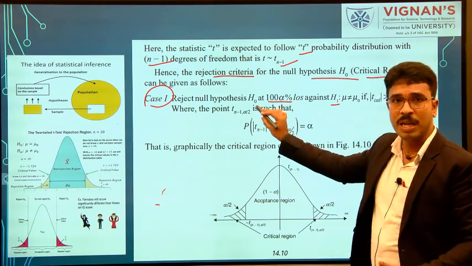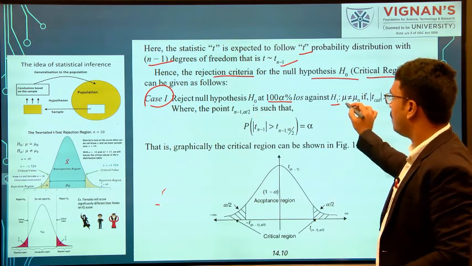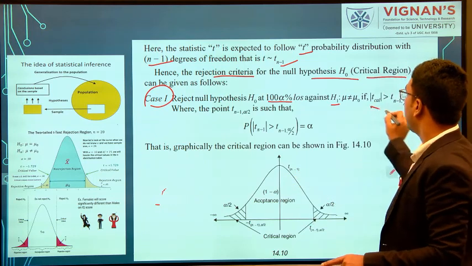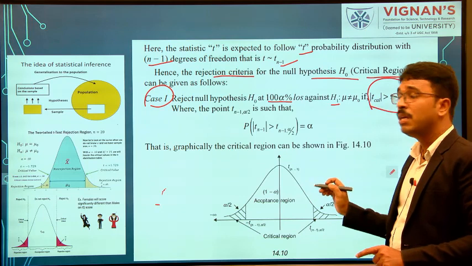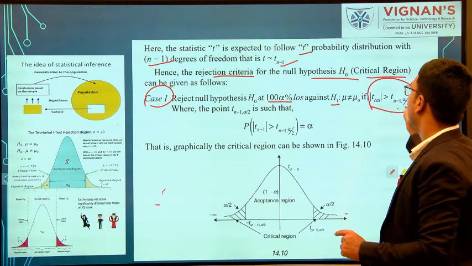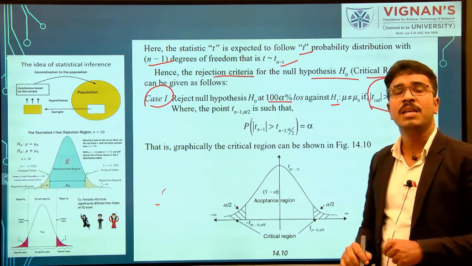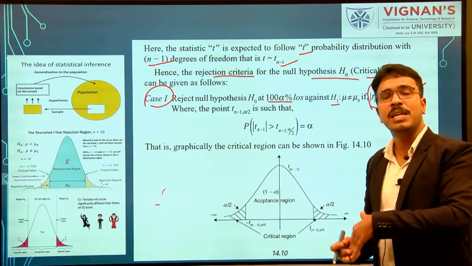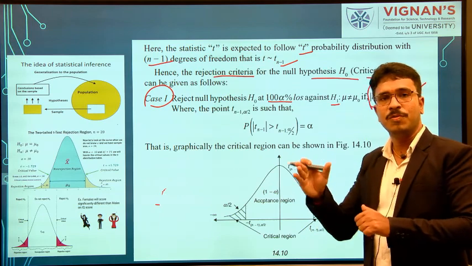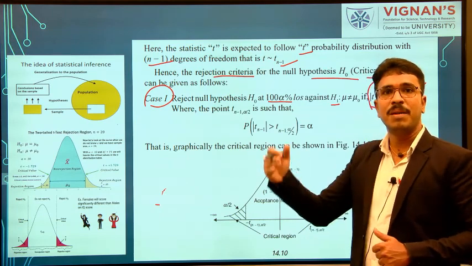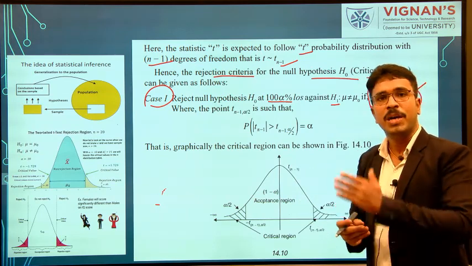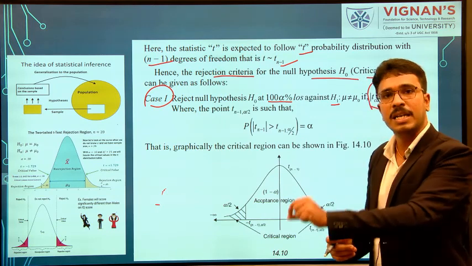That means if you are rejecting your null hypothesis, obviously you are accepting your alternative hypothesis, if the t calculated value is greater than the table value. So what is this calculated value? In the last slide we have seen the t formula, how to find the t statistic: x bar minus mu divided by s by square root of n. So that is the formula. By using that formula, we are calculating the t statistic.